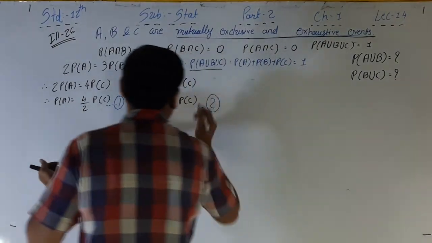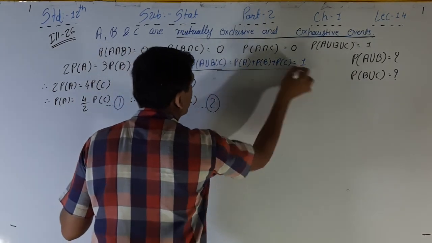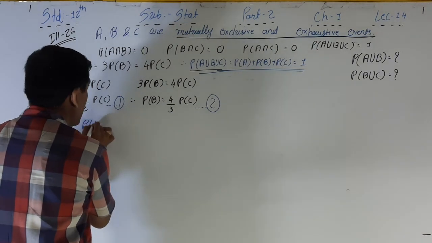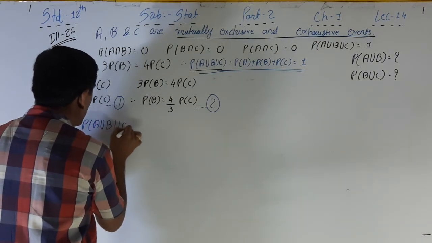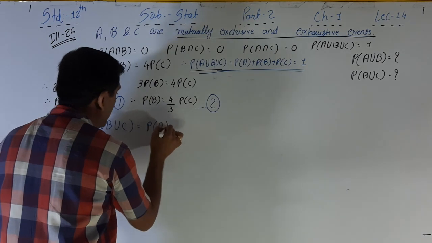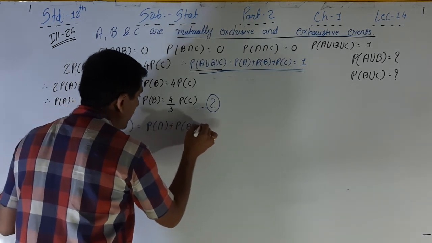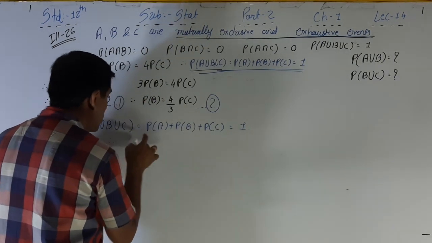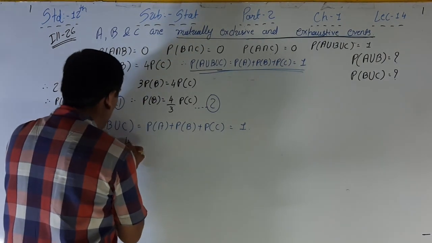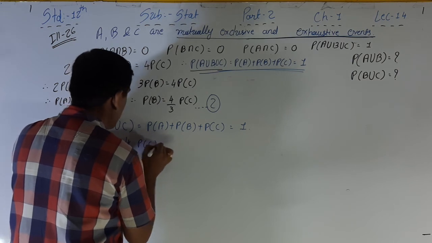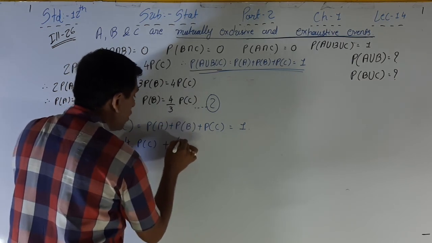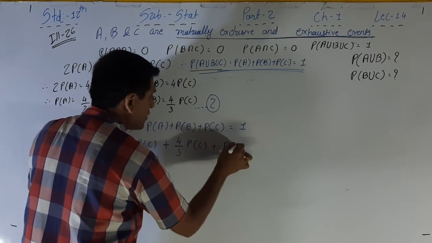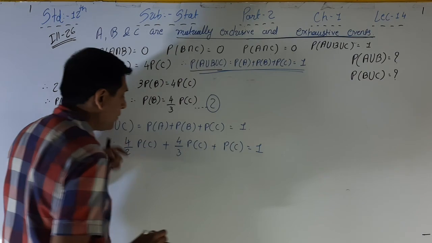So now we can put the value here into this, that is P of A union B union C is equal to P of A plus P of B plus P of C is equal to 1. Therefore, now put the value. P of A is equal to what? 4 by 2 P of C. P of B is equal to what? 4 by 3 P of C. And P of C as it is, is equal to 1.